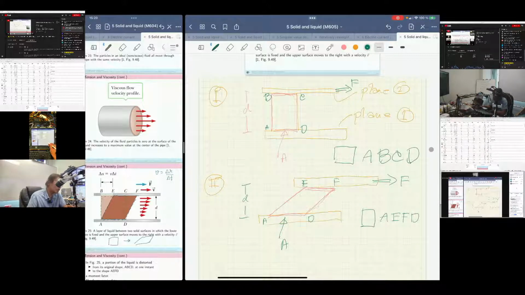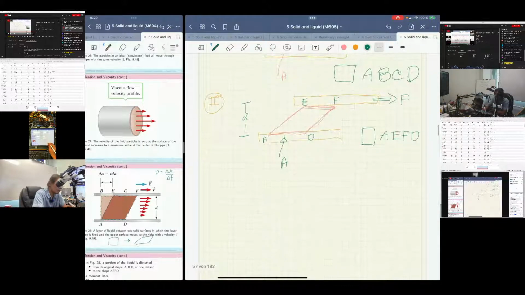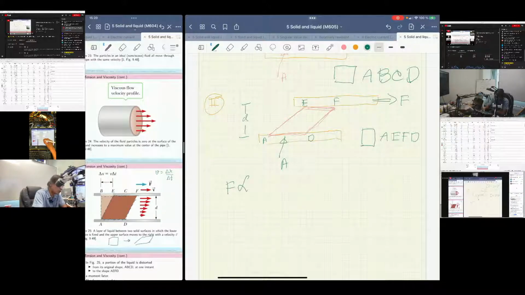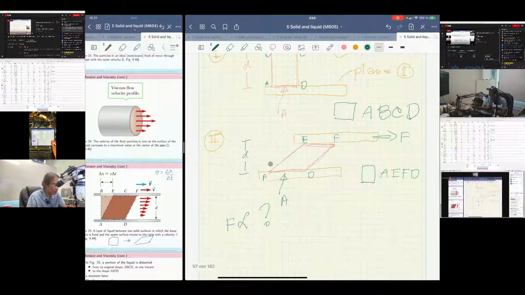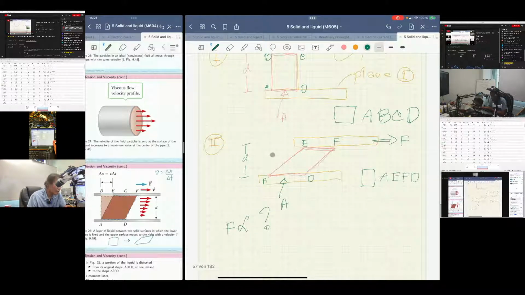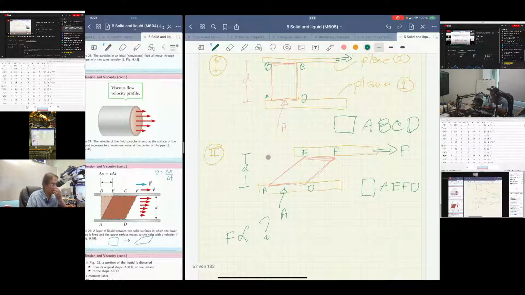How does F depend on things? What does F depend on? What do you think? F would depend on what?